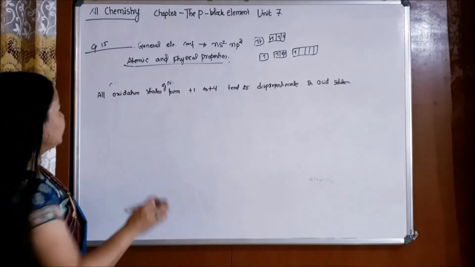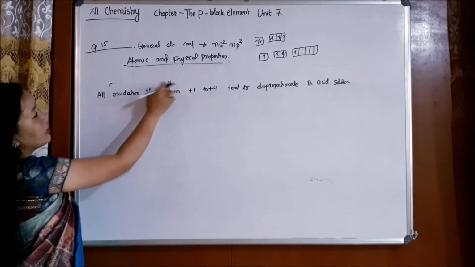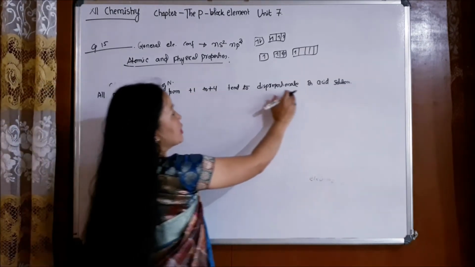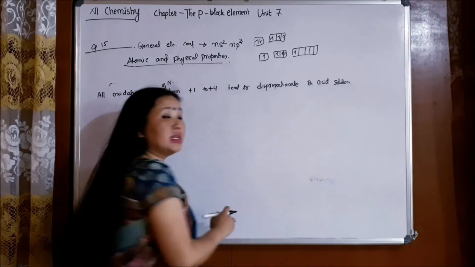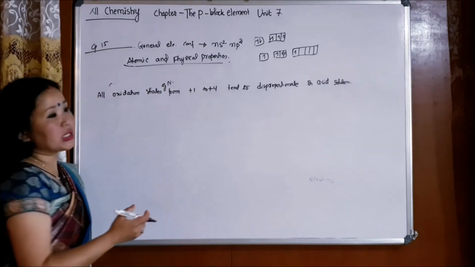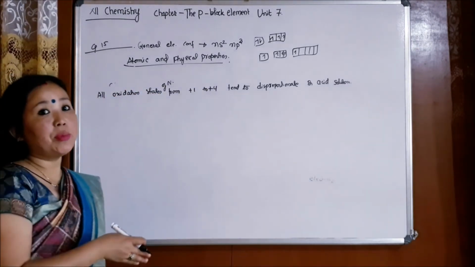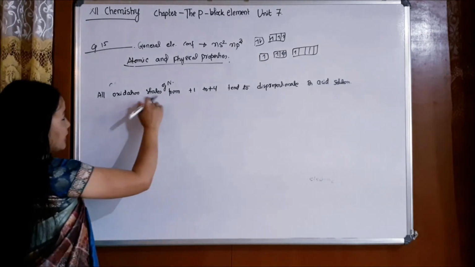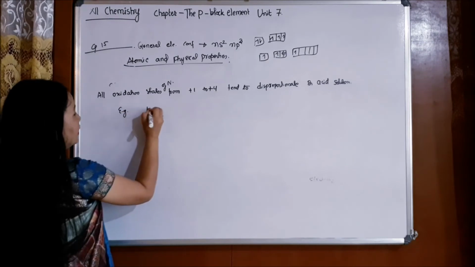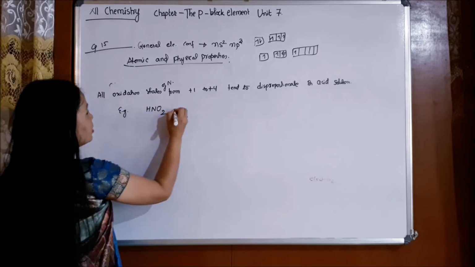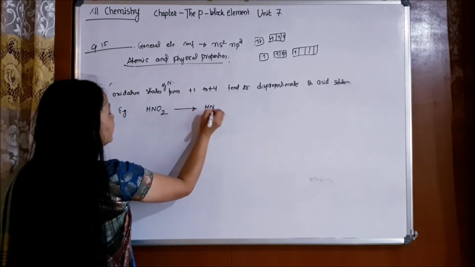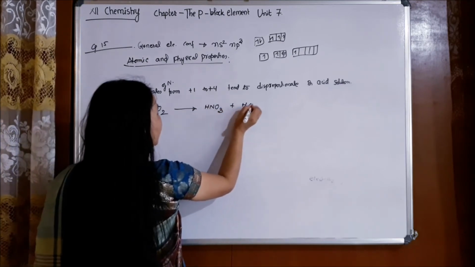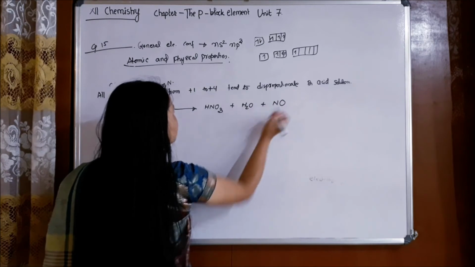Now, all the oxidation states of nitrogen from +1 to +4 tend to disproportionate in acid solution. So what is disproportionation? It's a reaction where the same element gets oxidized and reduced. An example of this is nitrous acid, which will disproportionate to give nitric acid, water and nitric oxide.